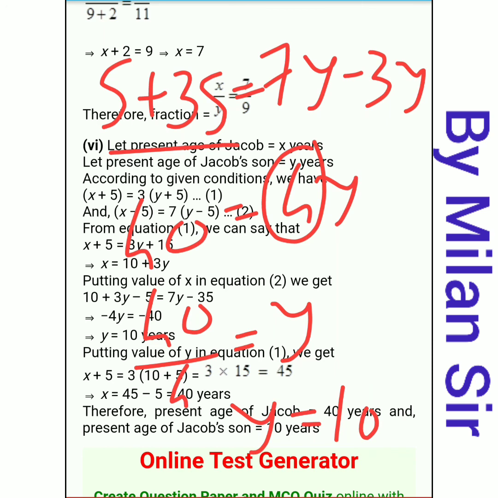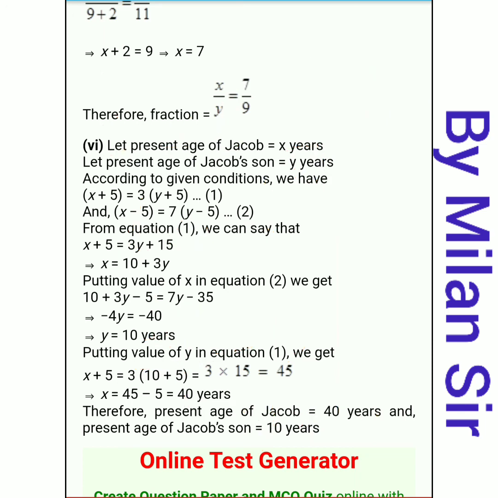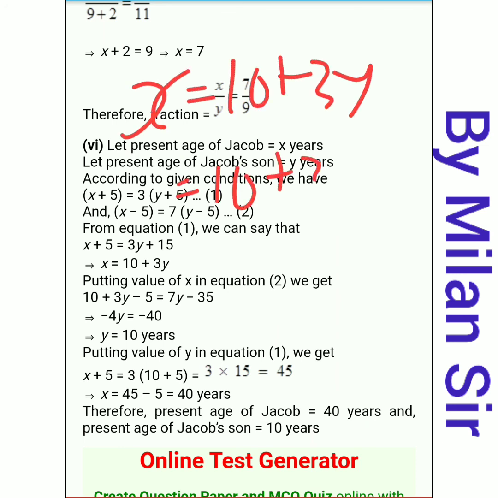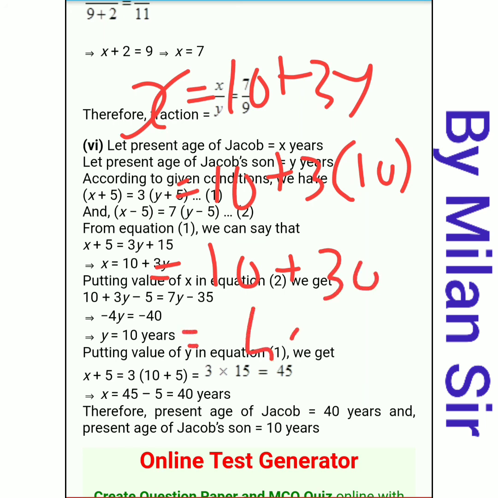Now what we need to do is put this value y equals 10 in our equation number 1, right? Our equation number 1 is x is equal to 10 plus 3y. So here 10 plus 3, in place of y I need to write 10. So 10 plus 3 into 10, it's 30. So x is equal to 40. 30 plus 10, 40. Right? So x is equal to 40, y is equal to 10.